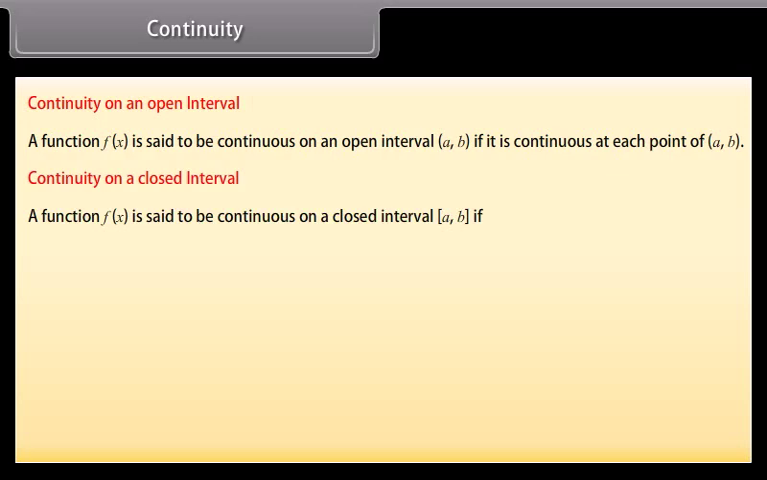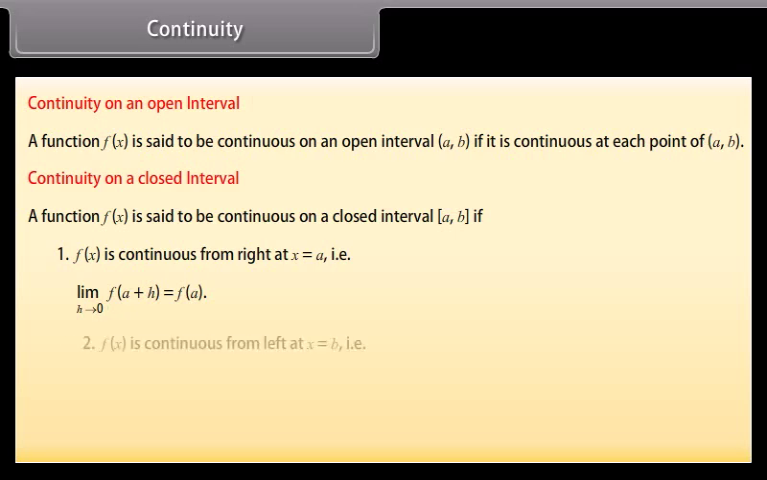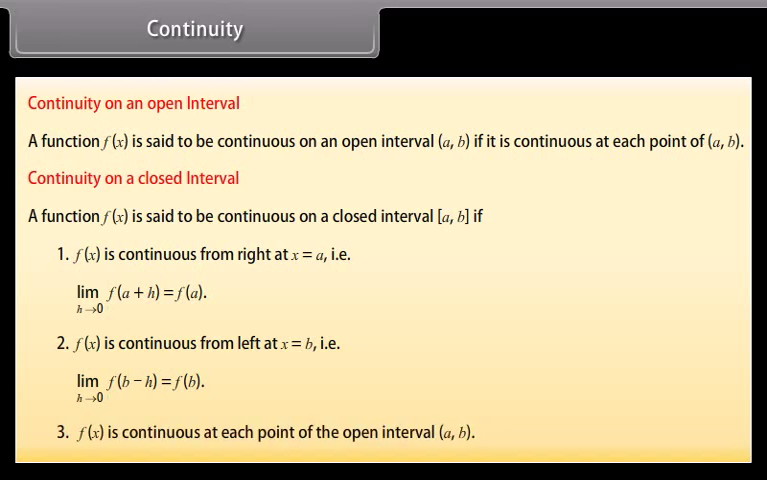A function f(x) is said to be continuous on a closed interval [a, b] if 1. f(x) is continuous from right at x = a. That is, limit h approaches 0 of f(a + h) = f(a). 2. f(x) is continuous from left at x = b. That is, limit h approaches 0 of f(b - h) = f(b). 3. f(x) is continuous at each point of the open interval (a, b).